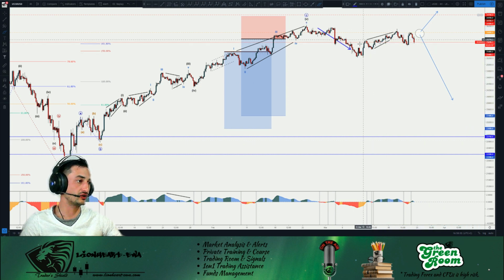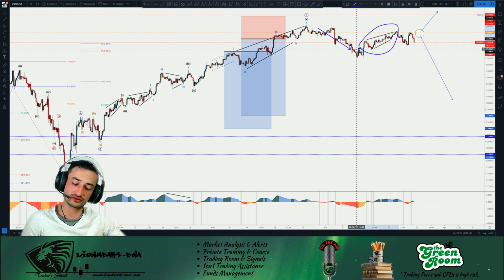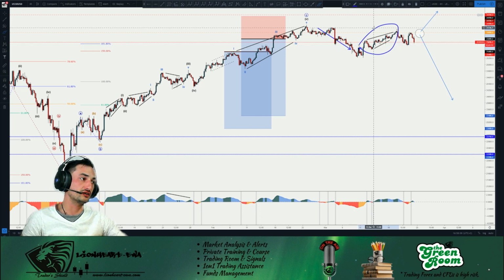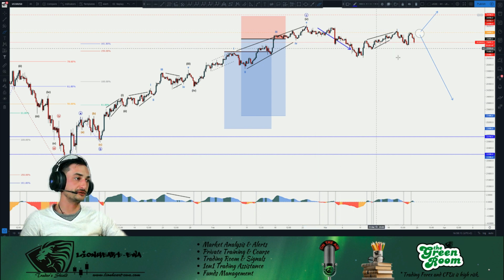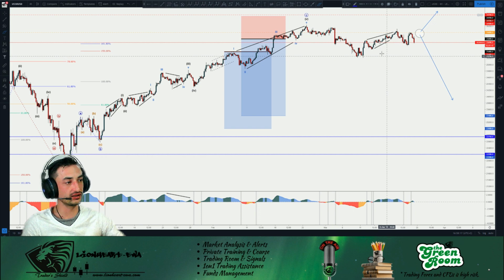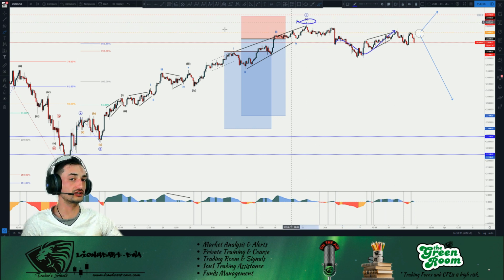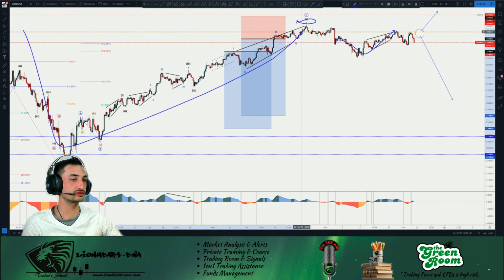The point is, what I don't like is this type of structure right here. It is looking like a leading diagonal, and it did not hit a higher high. So it hit a higher low. I don't really like it, but it could be a B wave in a scenario like this, okay? Just the way this actually stops right here from the tops.